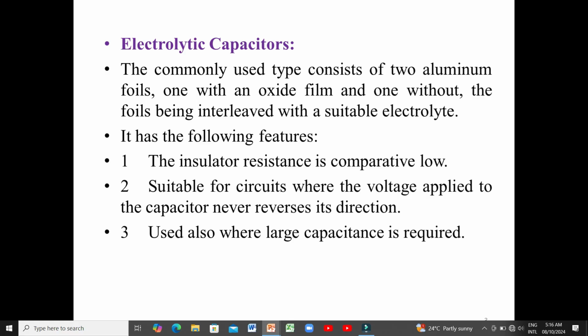Electrolytic capacitors: the commonly used type consists of two aluminum foils, one with an oxide film and one without, the foils being interleaved with a stable electrolyte. It has the following features. 1. The insulator resistance is comparatively low. 2. Suitable for circuits where the voltage applied to the capacitor never reverses its direction. And 3. Used also where large capacitance is required.